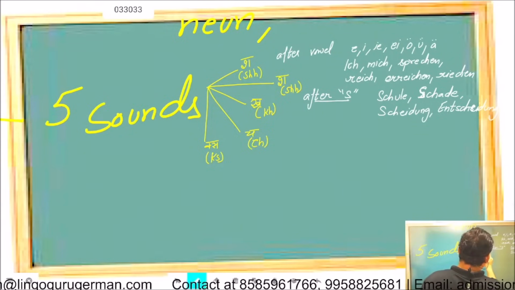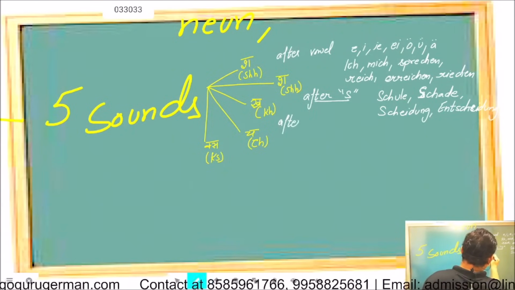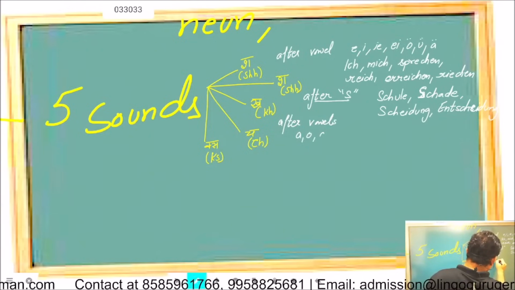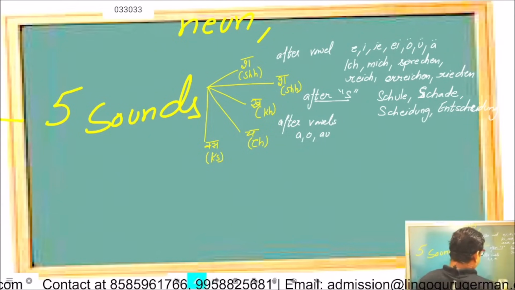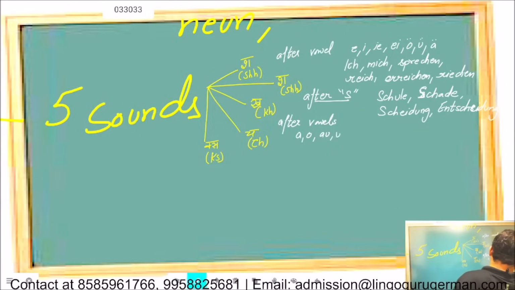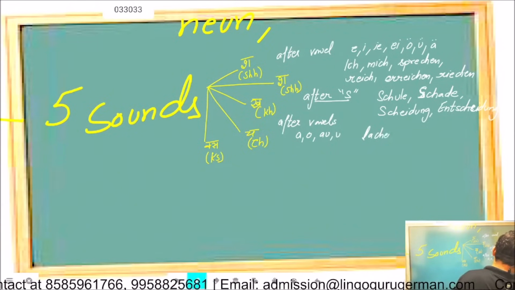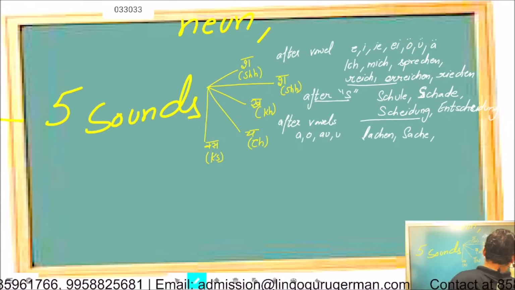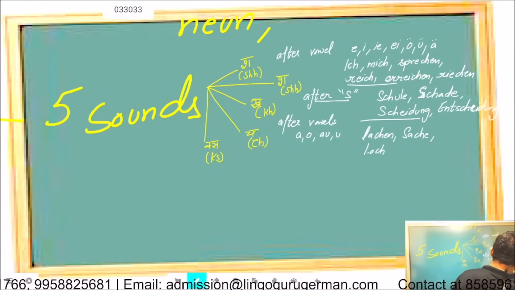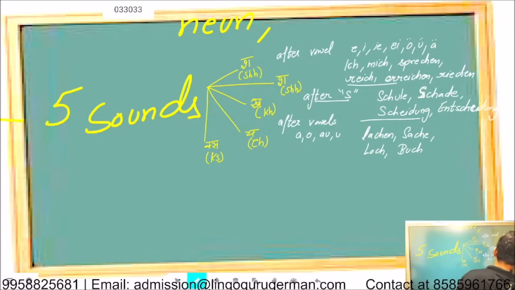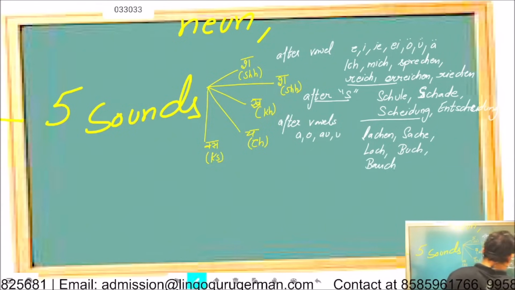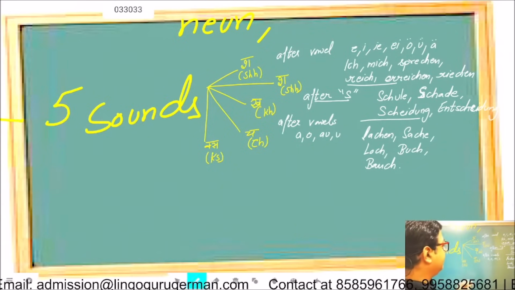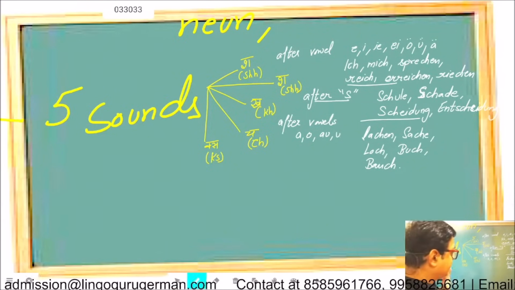Now, CH is after the remaining vowels, the vowels which are left: A, O, AU, and U. For example, lachen, Sache, Loch, Buch, Bauch. Whenever CH is after these vowels, A, O, AU, and U, it is going to be pronounced as kh, and no exceptions are there.